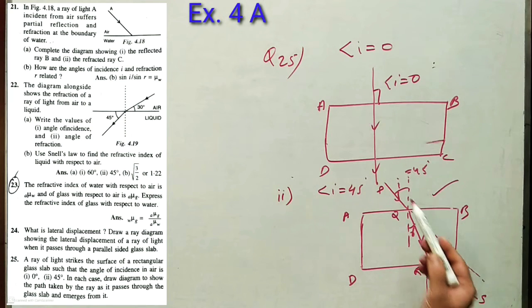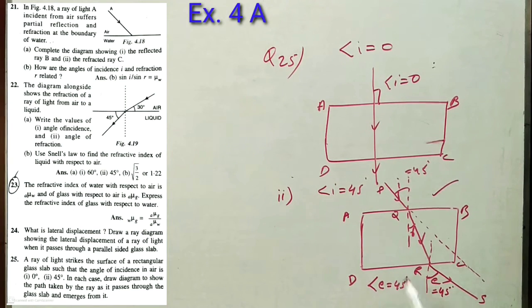You know angle of incidence is equal to angle of emergence because the incident ray is parallel to the emergent ray. So what will be the value of the angle of emergence? Don't forget to mark it as 45 degree, because in case of refraction through a glass slab, the incident ray and emergent ray are parallel to each other. Angle of incidence is equal to angle of emergence. Clear? As simple as that.